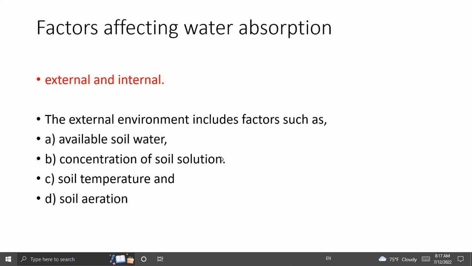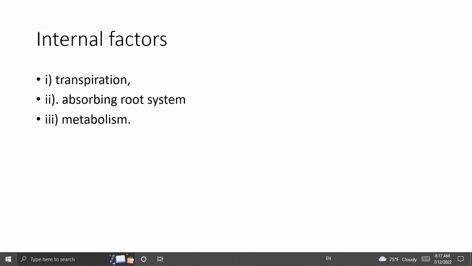I will teach you one by one. Available soil water, concentration of soil solution, soil temperature, and soil aeration. These all are physical. Water, concentration, temperature, and aeration are physical. These are external environmental factors. We will see how these four external factors influence water absorption in plants. Then internal factors.